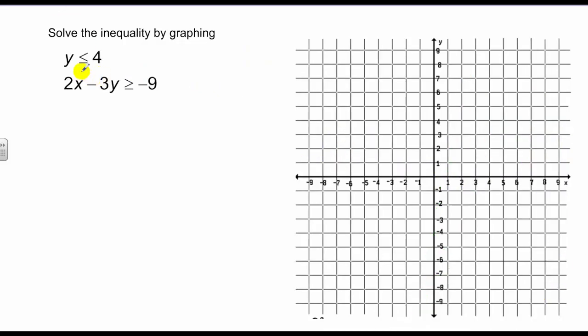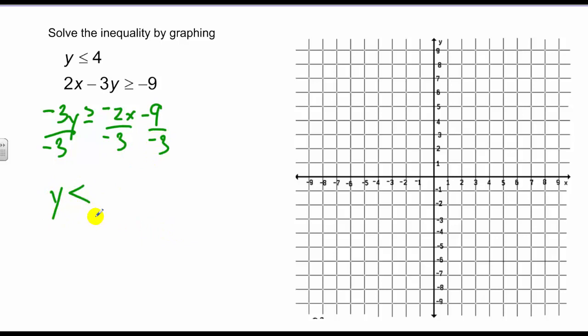So you'll notice we have y is less than 4 and 2x minus 3y is greater than or equal to 9. The second equation needs to be put in slope-intercept form. I'll do that, subtract 2x to both sides, I get negative 3y greater than or equal to negative 2x minus 9. Divide by negative 3 to both sides. Since it's an inequality, I have to turn that inequality sign around. So I get y less than or equal to 2/3 x plus 3.